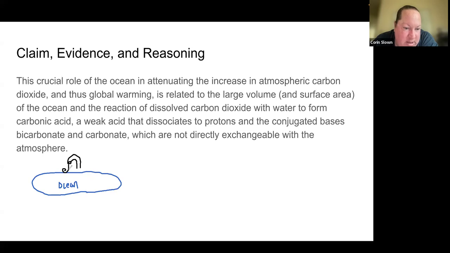So there are many sources of carbon dioxide. Some of them are naturally occurring, some of them are man-made. But the ocean is a sink that absorbs that CO2. And the reason it can do that is both because of volume and because of its surface area. So if you had a deep volume but minimal surface area, it would be harder to absorb atmospheric CO2. But because of how significant the surface area is, it is very effective at absorbing the CO2 from the atmosphere.